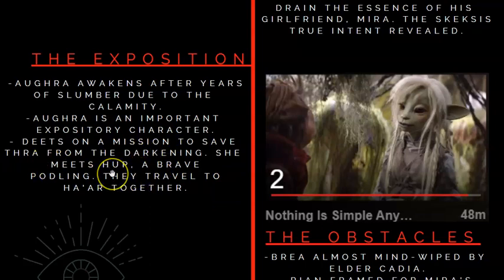Along the way, she meets Hup, a brave podling, who saves her from an Aratham. I think it was an Aratham that was chasing after us. So they go to Ha'rar together because she's going to Ha'rar to talk to the Almothra and to tell her about the darkening and all that stuff.